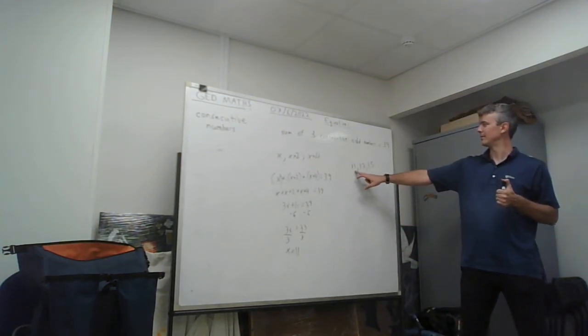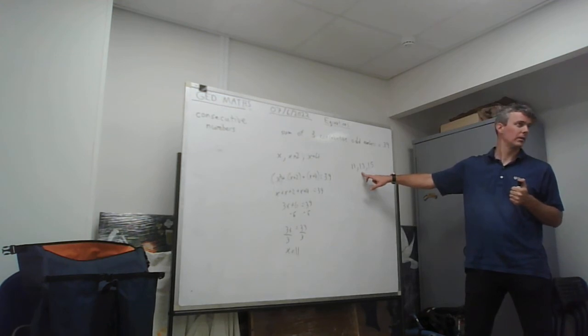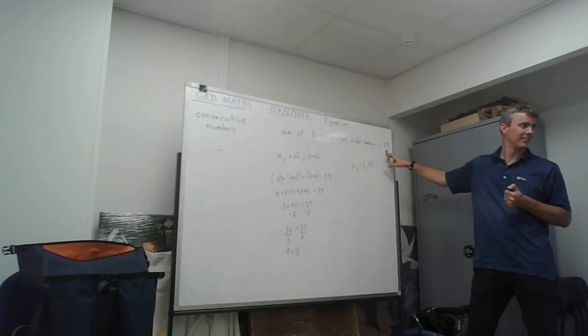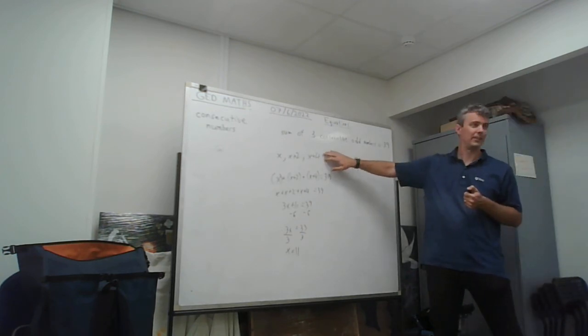If you count them, 11 plus 13 is 24, and 24 plus 15 is 39. Just kind of figuring it out.